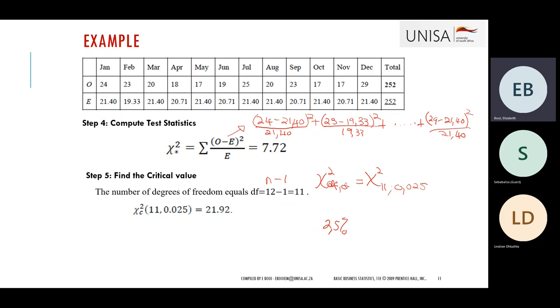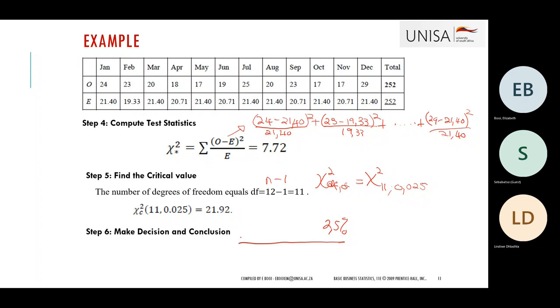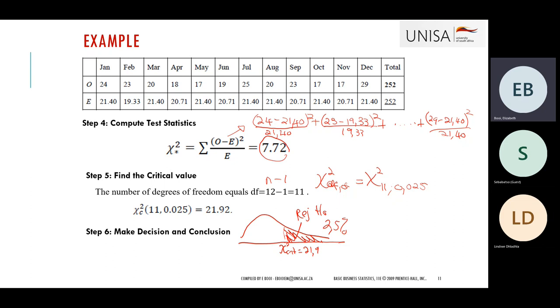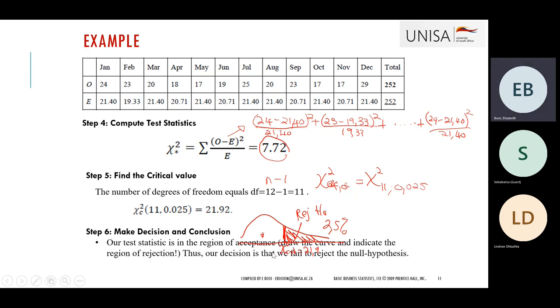Once you have the critical value, you can draw yourself a picture so that we can make a decision and then conclude. Remember our critical value was 21.9, and anything that falls beyond it, we are going to reject the null hypothesis. We know that our test statistic was 7.2. So if this point here is 21.9, then 7.2 falls in the do not reject area.